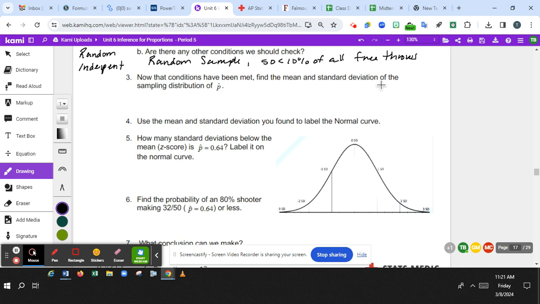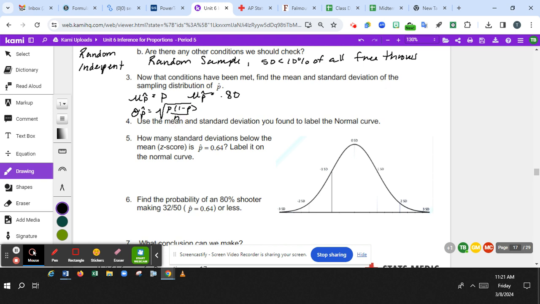Okay? So now that we know those conditions, we're going to go back to our notes, and it would be beneficial to pull out your Unit 5 notes and flip them to the back if that would be helpful. I want mu sub p hat, which we say is equal to p. So mu sub p hat, or the mean of p hat, is going to be equal to 0.8. And the standard deviation of p hat is equal to the square root of p(1 minus p) over n.